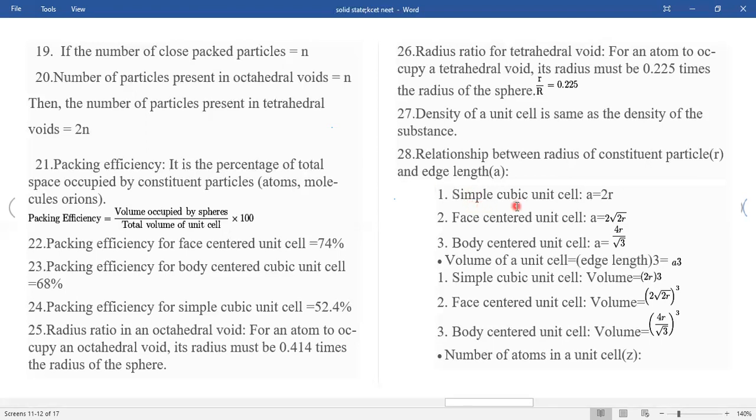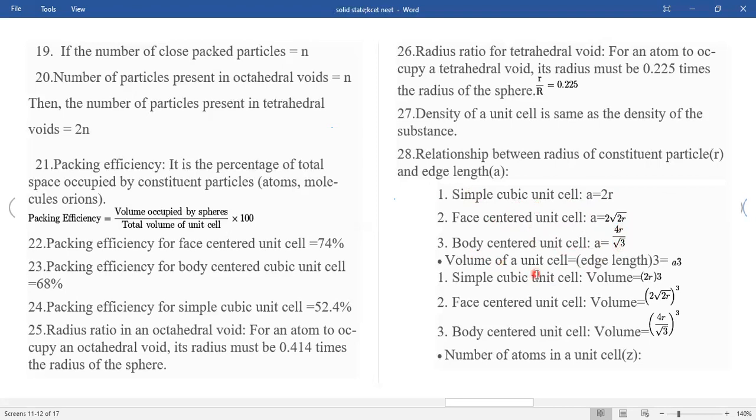Okay, the simple unit cell consists of the relation a equal to 2r, where a is the edge length and r is the radius. So for the simple, a is equal to 2r. For the face centered, a is equal to 2 root 2 r. For the body centered, a is equal to 4r by root 3.